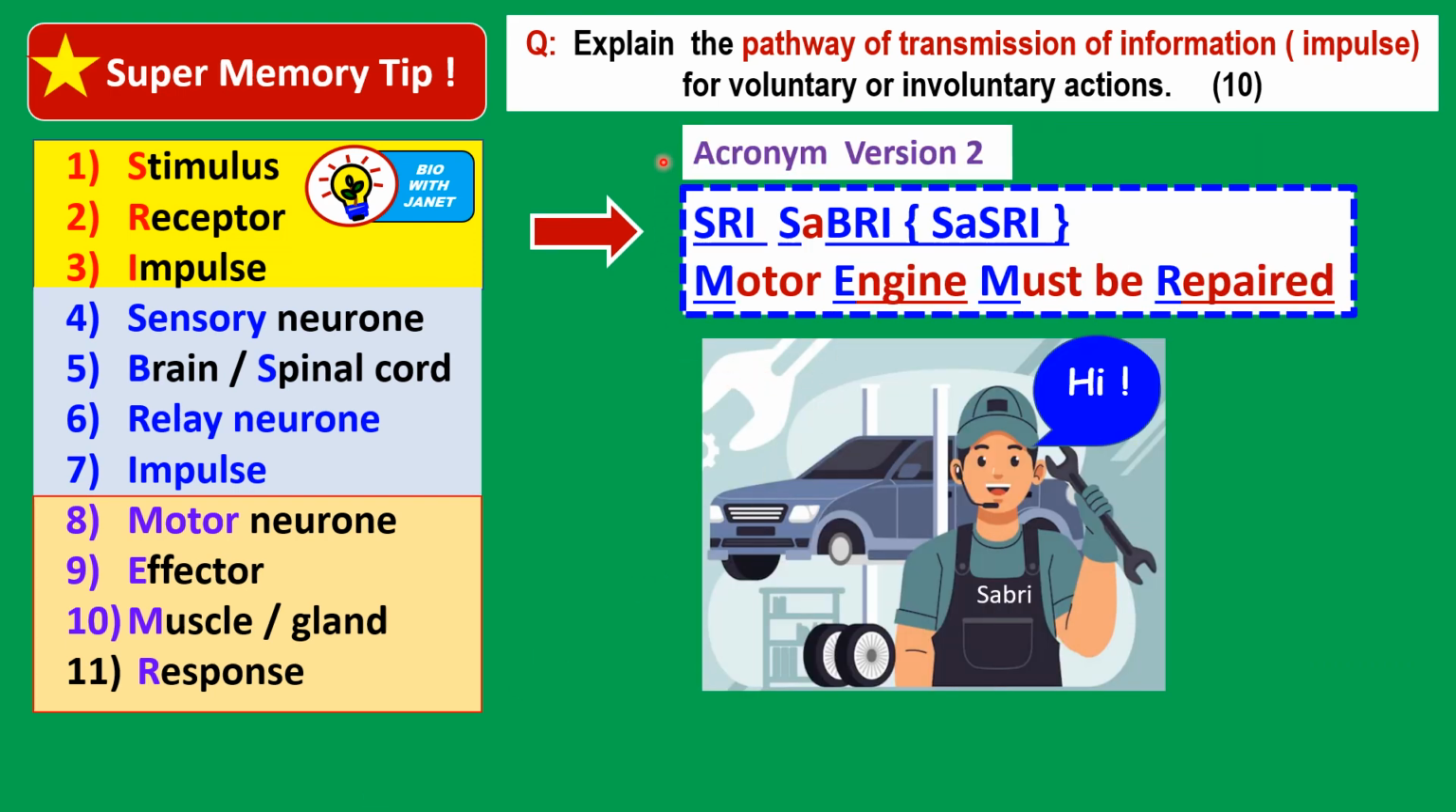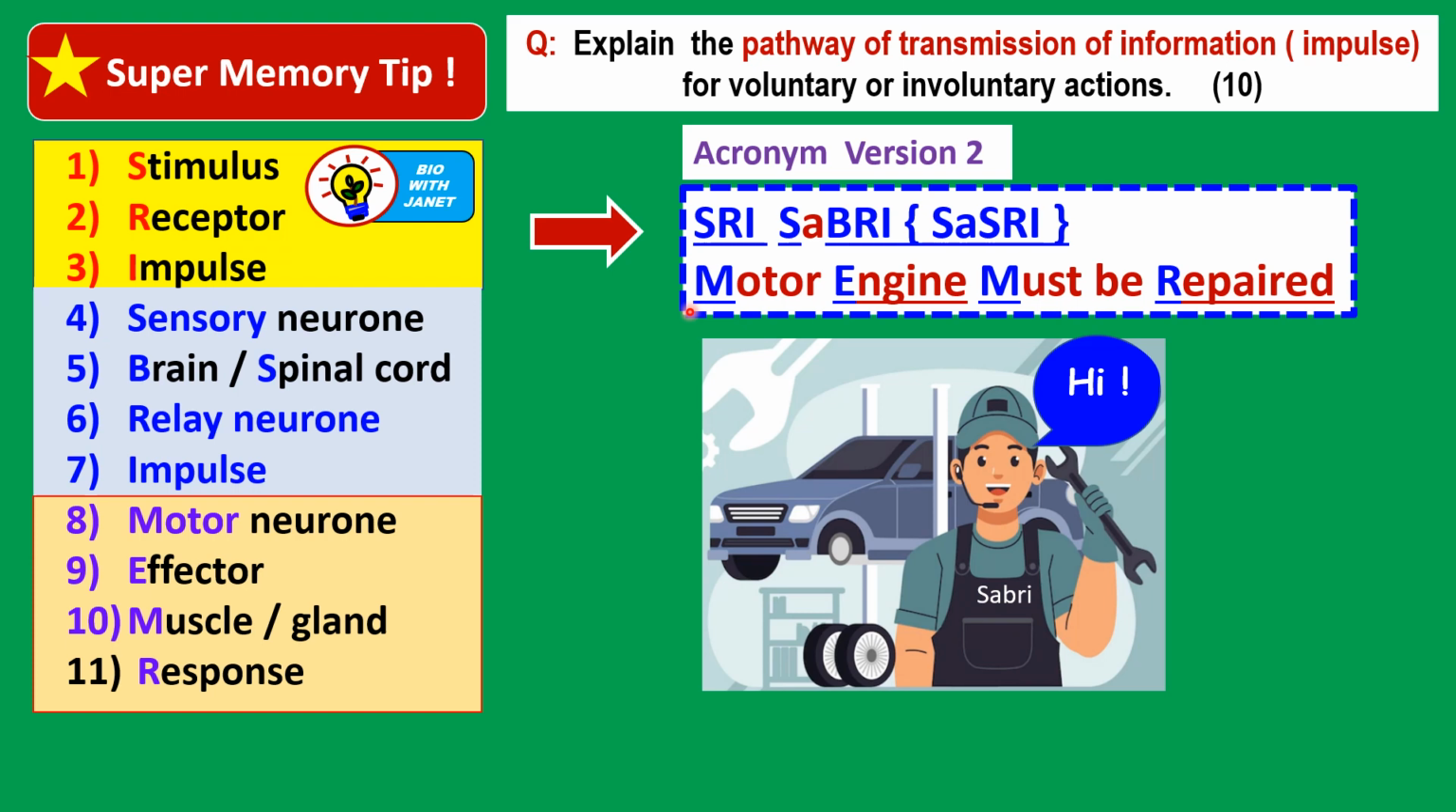Here's an alternative acronym. Acronym version 2. Instead of the first one, you can use this acronym. So this acronym may appeal to some people. Sri Sabri or Sasri, motor engine must be repaired. The B here is not used, okay, but it's just put in to make the sentence more grammatically correct. Or if you want it in broken English, it's motor engine must repair. So it's up to you whether you want to use the first acronym or the second acronym.